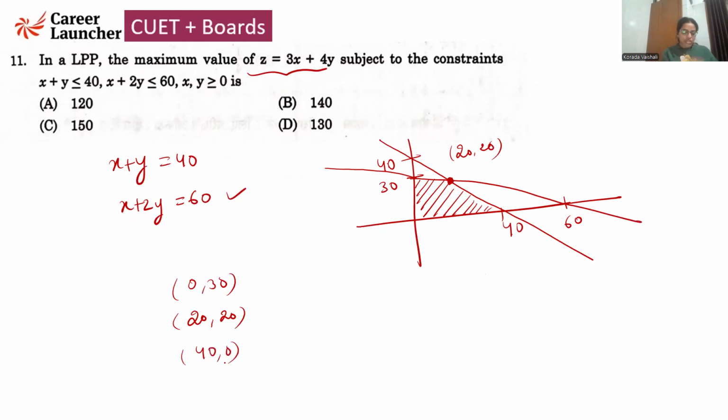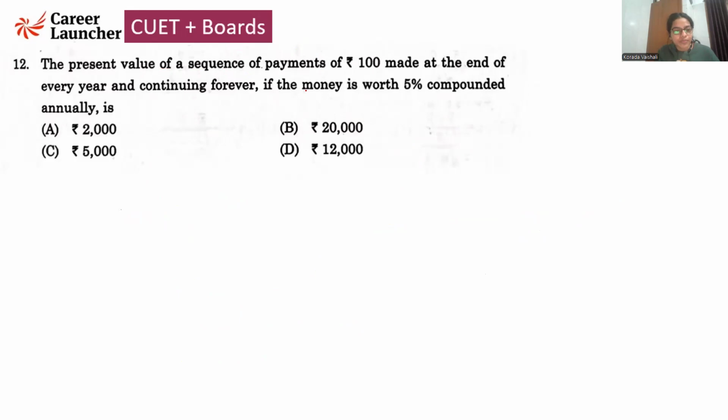So what we need to do is just calculate the value of the objective function at these points. So what is the objective function? 3x plus 4y. So where x is 0 and y is 30, I'm getting 120. At 20, comma 20, I'm getting 140. And at 40, comma 0, I'm getting 120. Because we need to look at the maximum value for the objective function, 140 is the highest one. So option B is the right one.